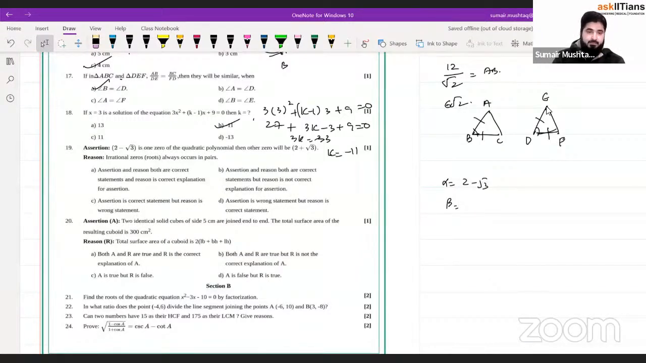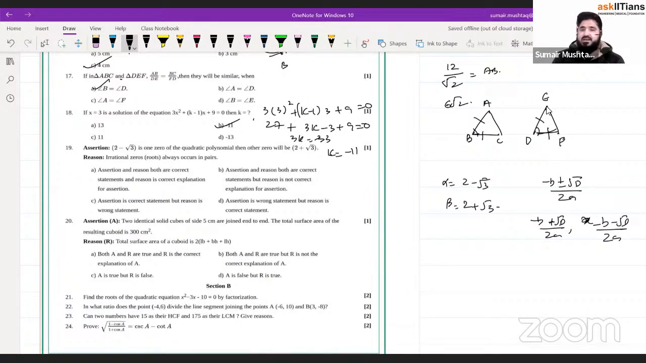Remember, if 2 minus root 3 is the irrational root, you might have seen the property of the quadratic equation. If there are irrational roots, then they occur in pairs, that is 2 plus root 3. Because you know it is equal to minus b plus minus root of d divided by 2a. That means one will be minus b plus root d divided by 2a, and the other will be minus b minus root d divided by 2a. So it is of the form of 2 plus this and 2 minus this.